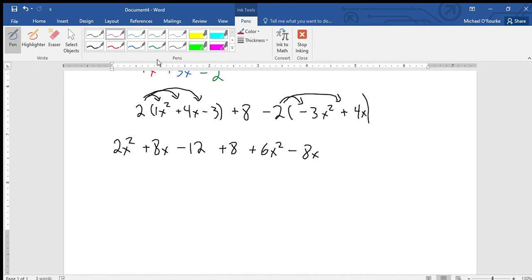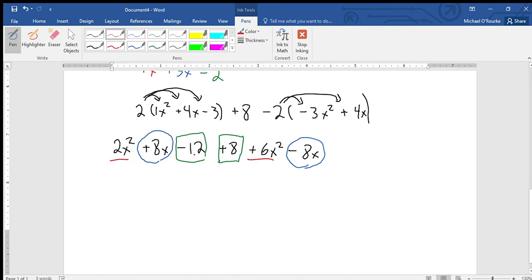Now, I have everything out of the brackets. I'm going to collect my like terms. So I'm going to go through here. I see my x squares. When I go through here, I see my x's. And then lastly, I see my constants. So now, let's put together.